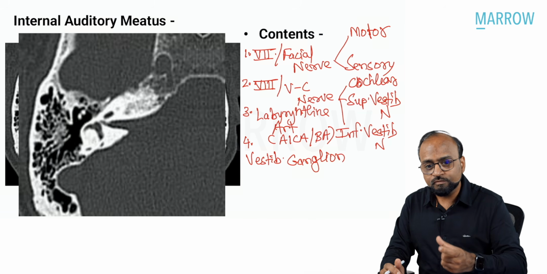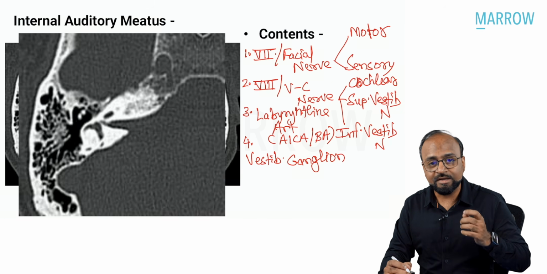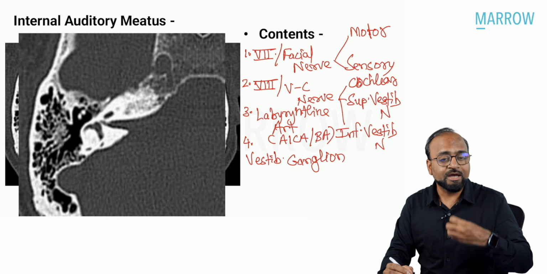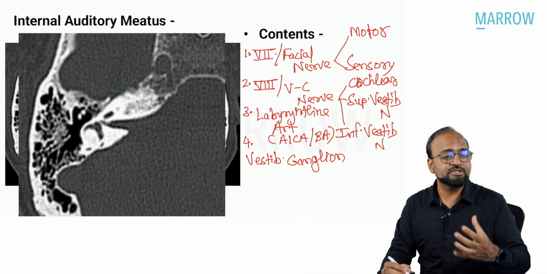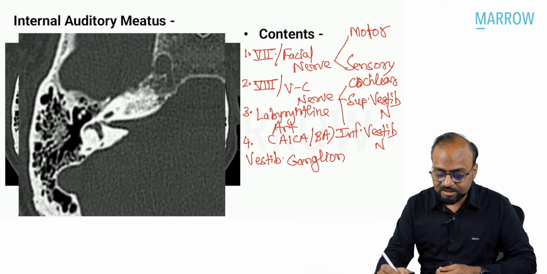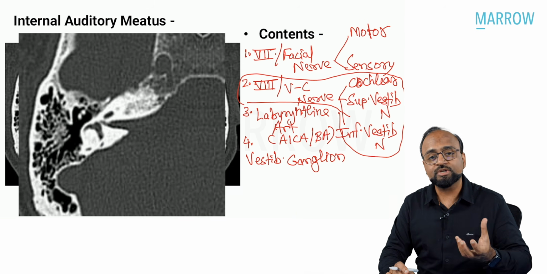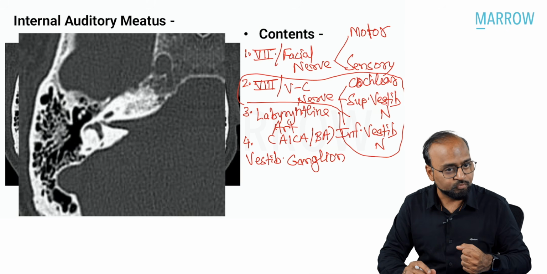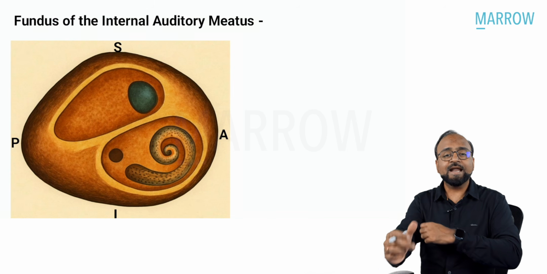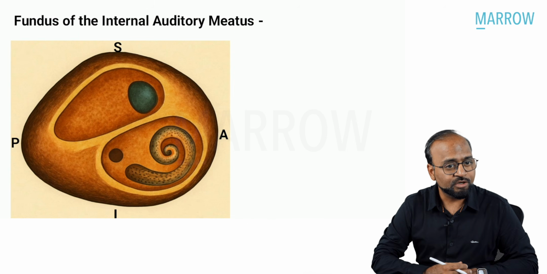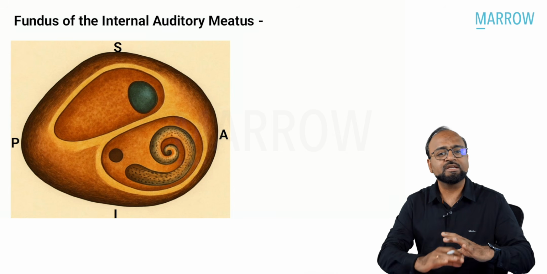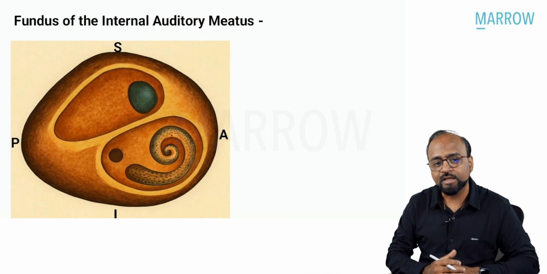What is the importance of knowing this is that abnormalities arising from these structures can present as focal masses or lesions within the meatus. One such example we are going to discuss is the most common tumor at this site that arises from the eighth cranial nerve, and this is a question which has also been asked in one of your exams before. Now I said the lateralmost end or the distal end of the internal auditory meatus is basically an oval plate of bone which has certain apertures in it.